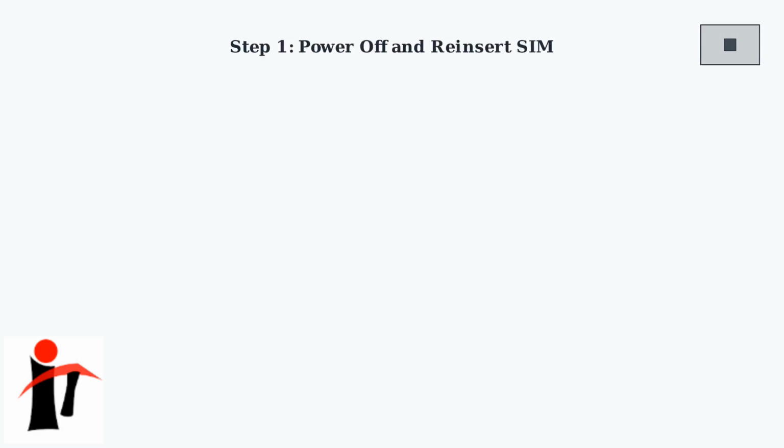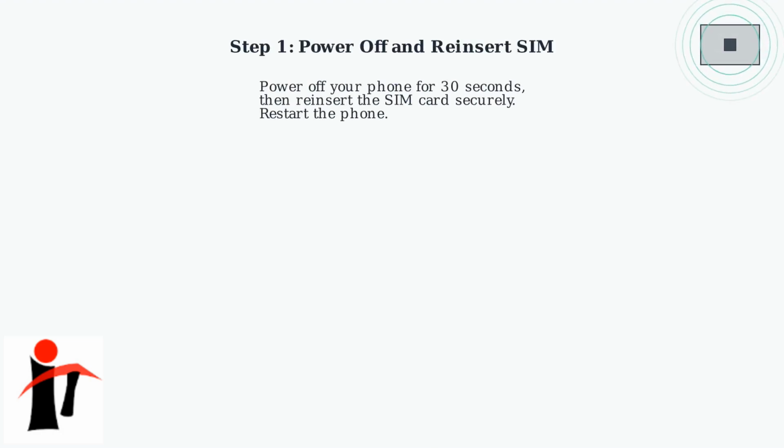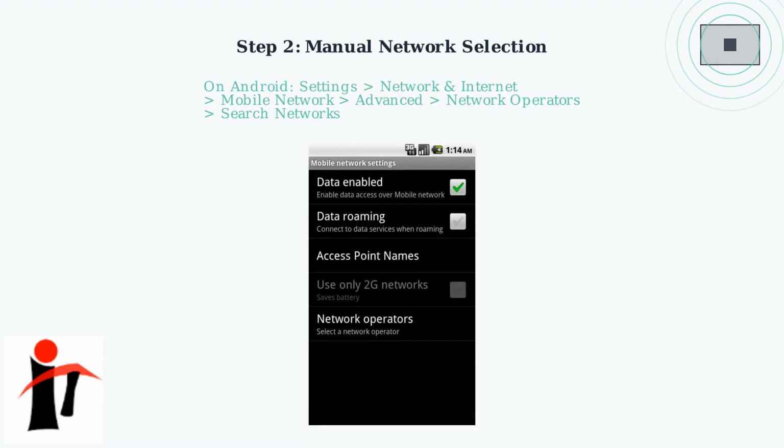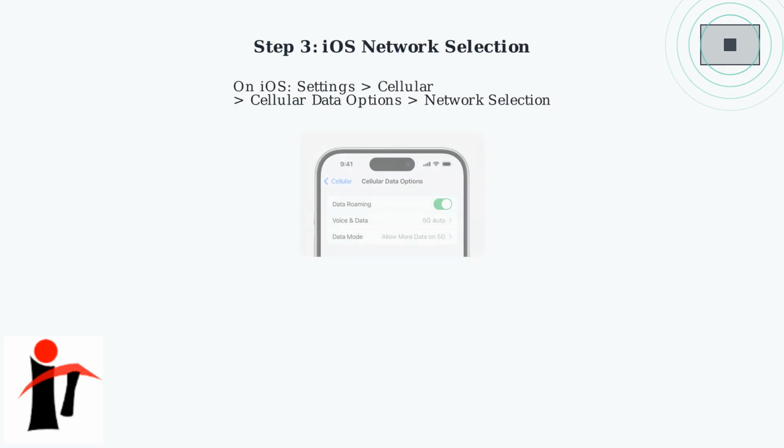First, power off your phone for 30 seconds, then reinsert the SIM card securely. Restart the phone. If that doesn't work, manually select your network carrier. On Android, go to Settings, Network and Internet, Mobile Network, Advanced, Network Operators, then Search Networks. On iOS, it's Settings, Cellular, Cellular Data Options, then Network Selection.